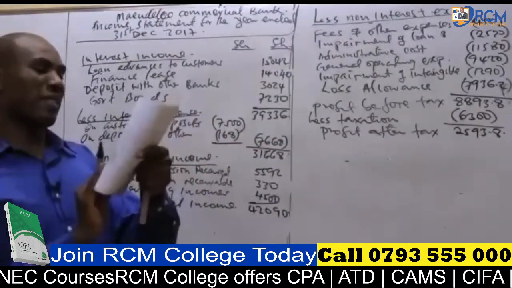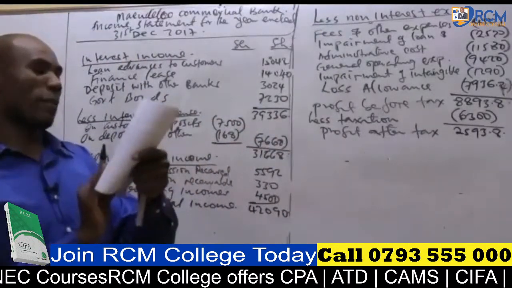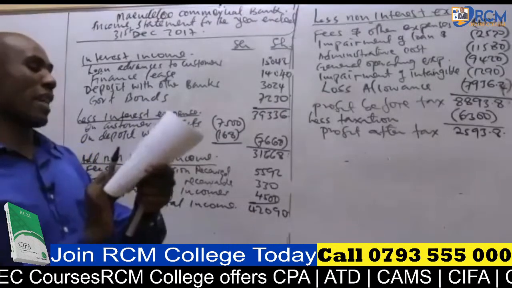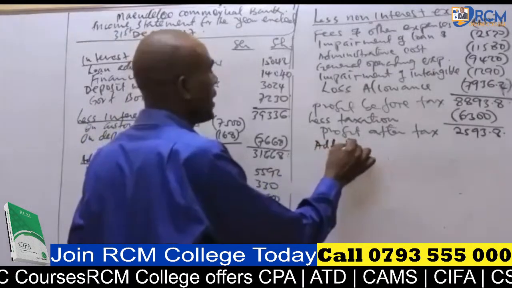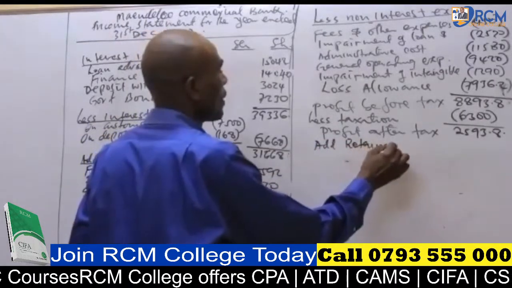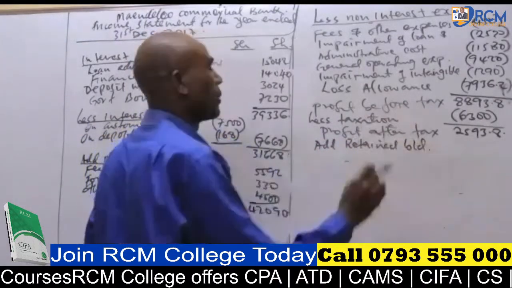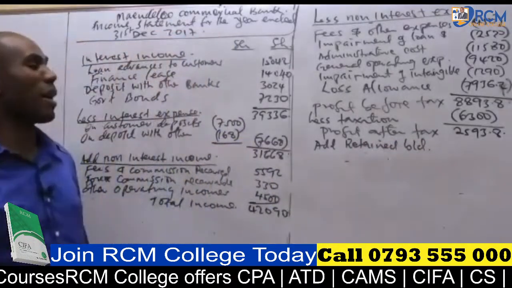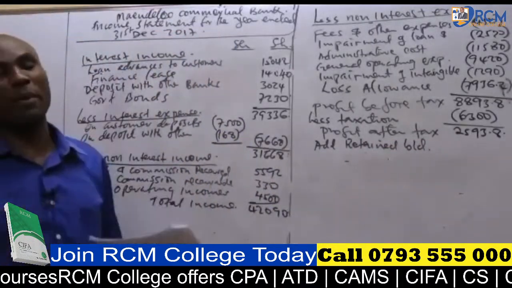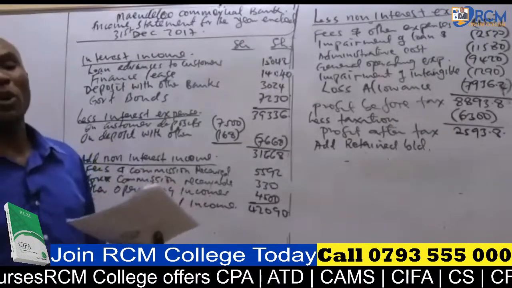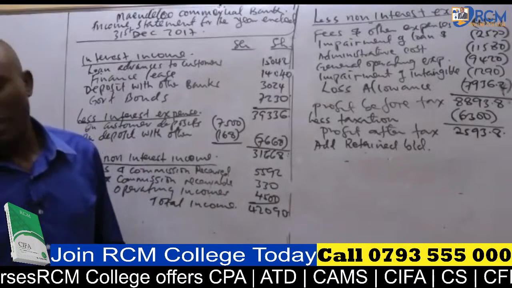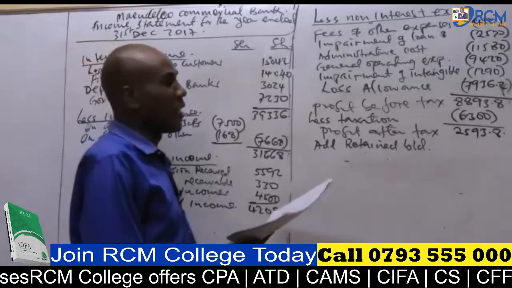If you are to pay dividend, the examiner will give you additional information. Therefore, it means we don't have that dividend, so we come to add retained earnings. In some questions, the examiner will tell you that you are going to pay a dividend, maybe 5% per ordinary share or shillings 1 per ordinary share. Therefore, if you are to pay dividend, kindly include it.